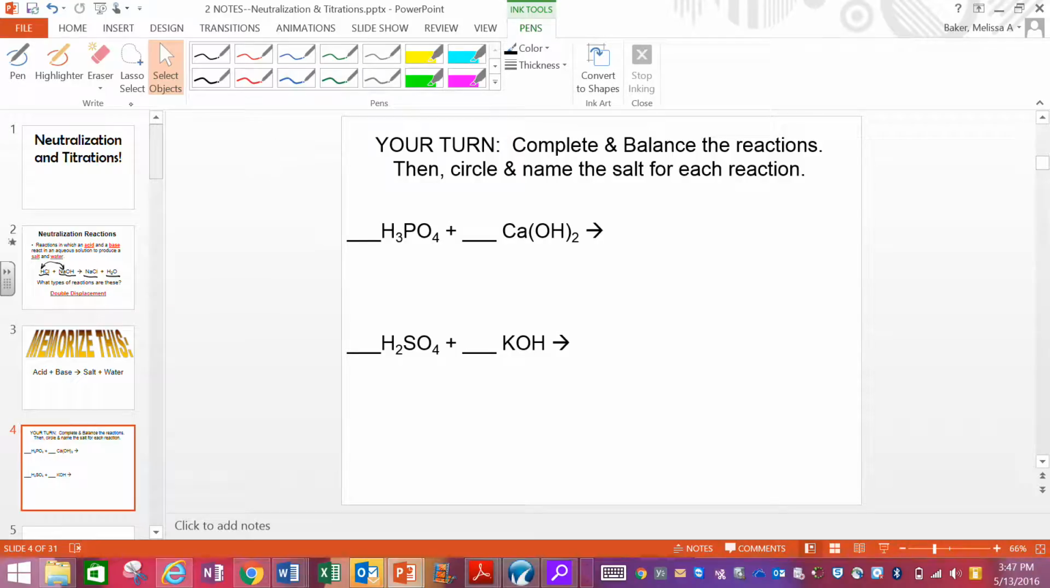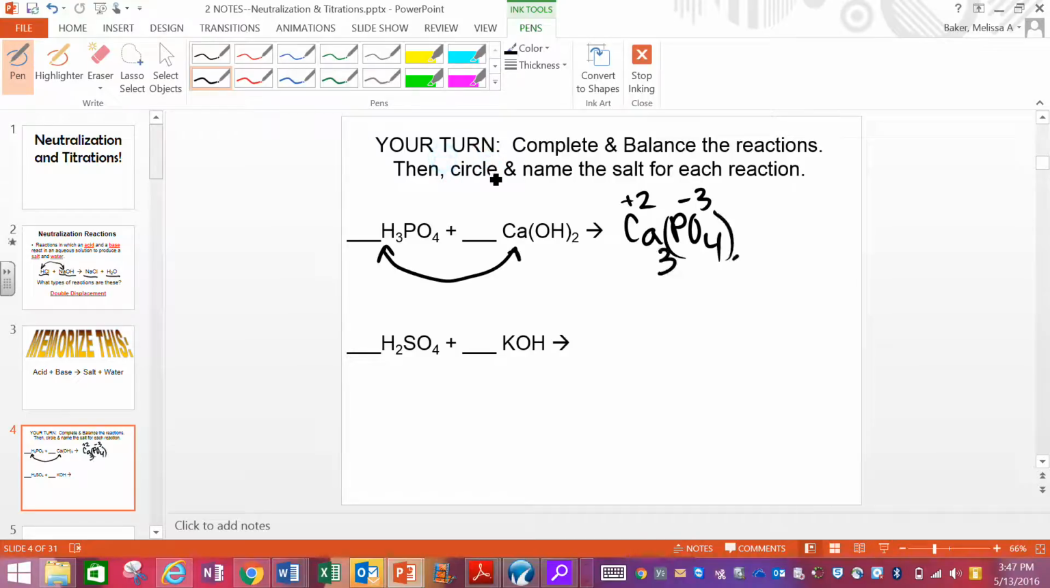So first one here, we've got H switching places with Ca. So now Ca, which has a +2 charge, is going to be with PO4, which has a -3 charge. So this is going to be Ca3(PO4)2. And what else did we make? H is now with OH. It kind of gets confusing because you're like, wait, where did the 2 go? Where did the 3 go? But remember, that's all going to come out when we're actually balancing it.